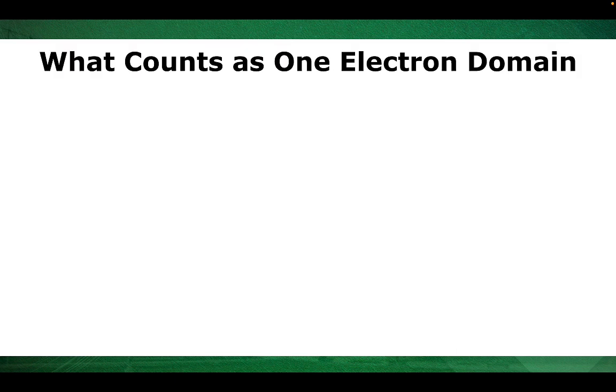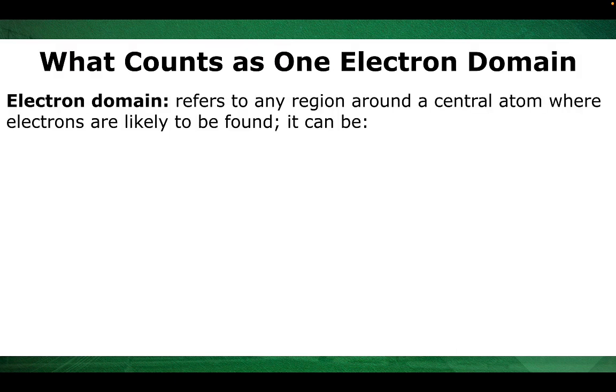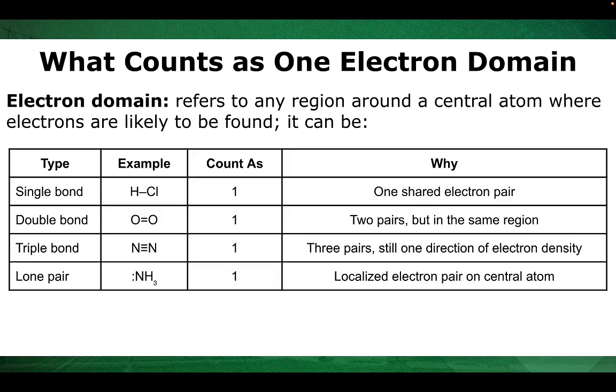One thing that you should know is the electron domain. When we say electron domain, it refers to any region around a central atom where electrons are likely to be found. So it can be a single bond, double bond, triple bond, or a lone pair. These are electron domains, and they count as 1, okay? Regardless if it's a double bond or a triple bond, you count them as 1.